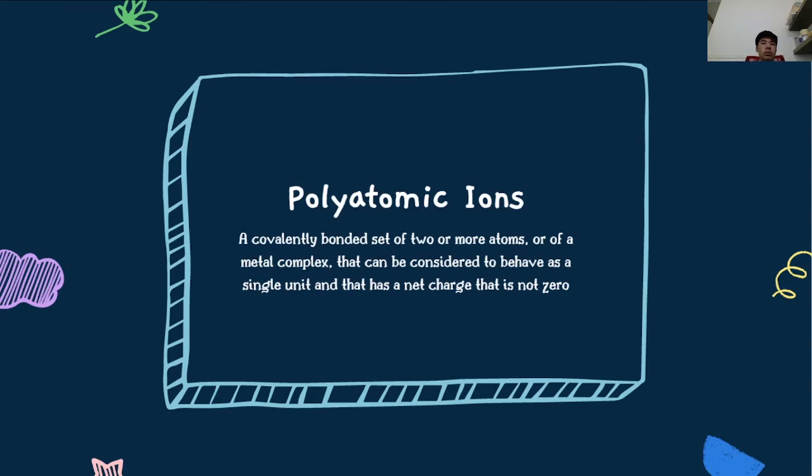Moving on to polyatomic ions. A polyatomic ion is a covalently bonded set of 2 or more atoms, or of a metal complex, that can be considered to behave as a single unit, and that has a net charge that is not zero. Polyatomic ions are the more complex part of the ionic compound because we have to memorize them to name the ionic compound.